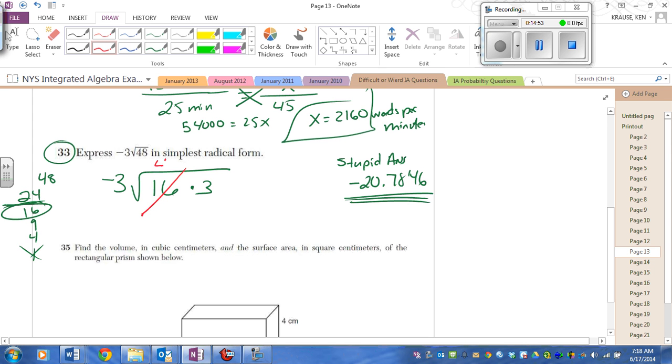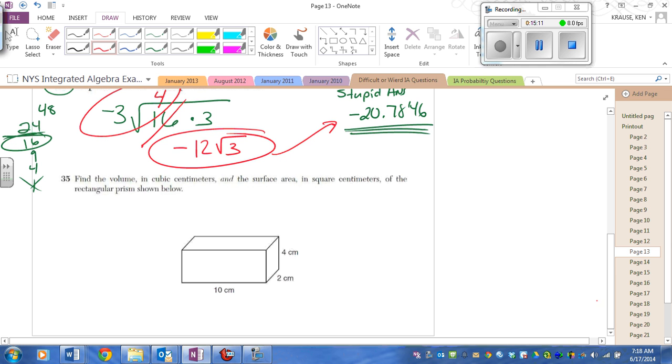It's 4. Now this is all multiplication, so what we get here is negative 12 square root of 3. That's what I think my answer is. So if I type that into my calculator, negative 12 square root of 3. Oh, look at that. This also gives me that same result.